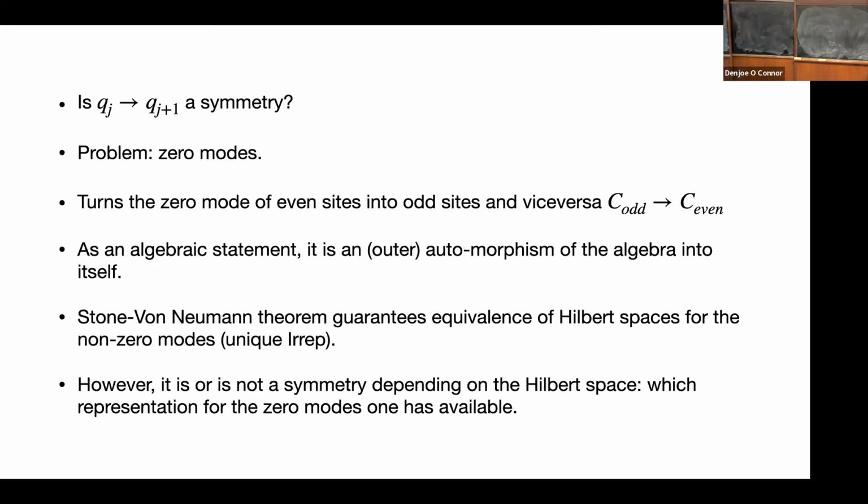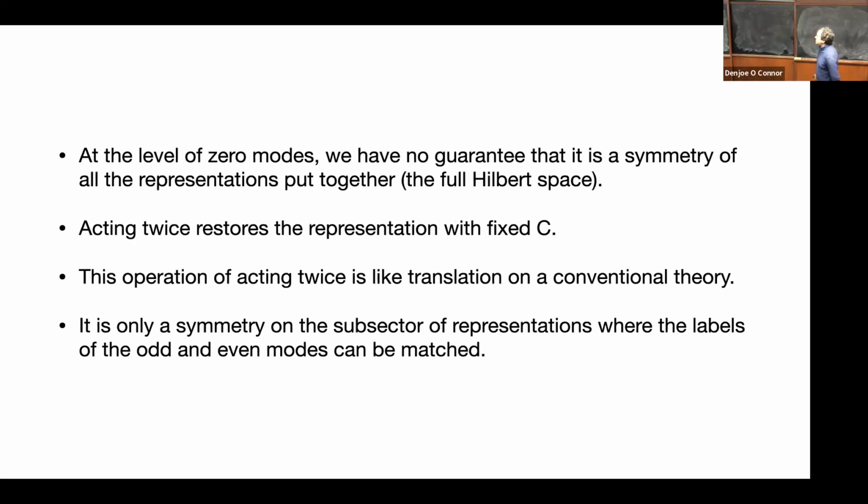So whether something is a symmetry or not in this case depends on the Hilbert space. What are the allowed values of C odd and C even which show up in physics? So there are observables, there are representations. Representation theory is the statement of what is my Hilbert space, as opposed to what is my algebra of operators. So the question now is about the Hilbert space of the zero modes. What are the allowed values? And then at the level of zero modes, we have no guarantee that it is a symmetry of all the representations put together. So you have a list of pairs of values that are allowed.